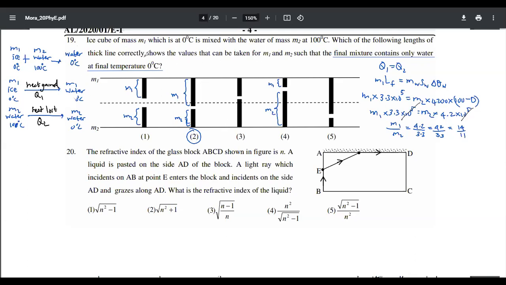And finally, the 100 degrees Celsius water is becoming 0 degrees Celsius water. Ice has melted and is becoming 0 degrees Celsius water. You just have to consider the heat transfer.